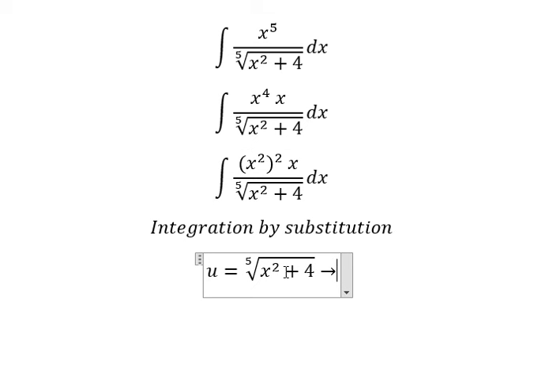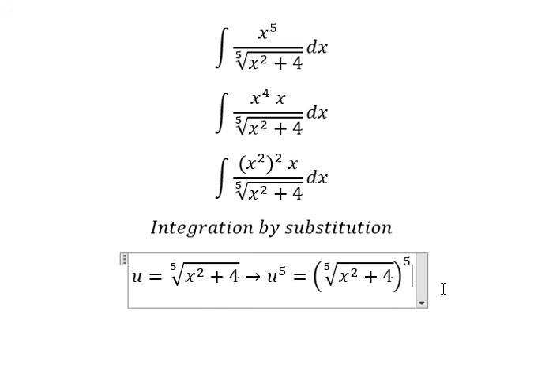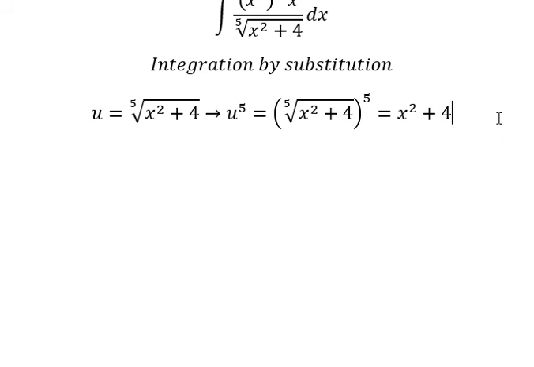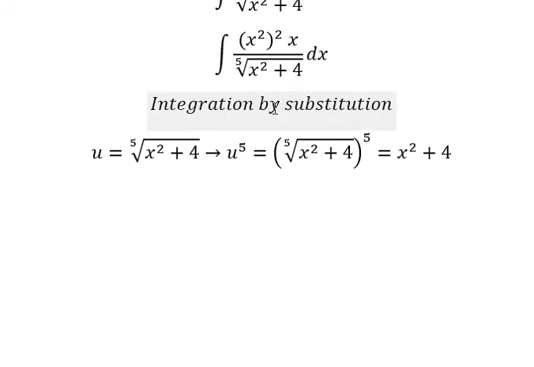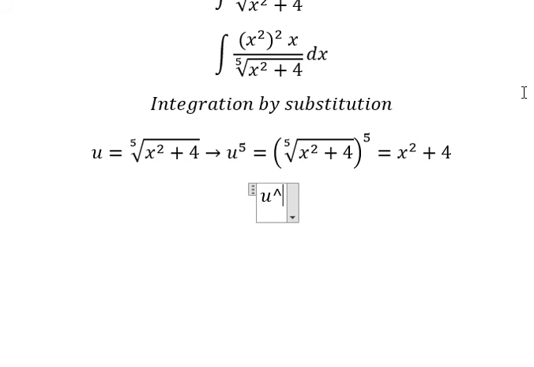Then I need to put the power 5 on both sides to cancel the root, and we have s squared plus 4. Next, because we still have s to the power of number 2 in here, I need to move number 4 to the left, and we have u to the power of 5 minus 4 equals s squared.